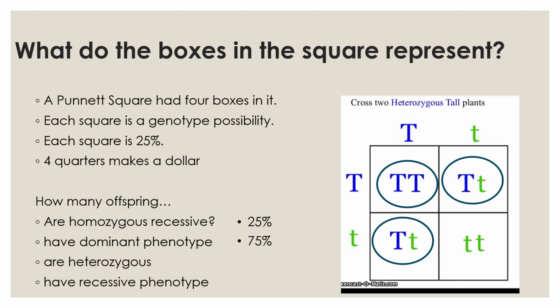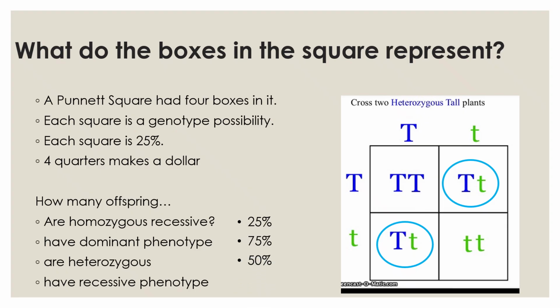What about how many are heterozygous? That would be 50%. Remember, heterozygous means there are 2 different alleles. So the offspring have a dominant allele and a recessive allele. There is a 50% chance that that is going to happen.